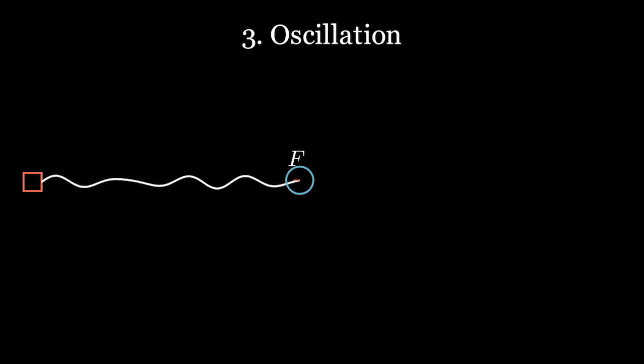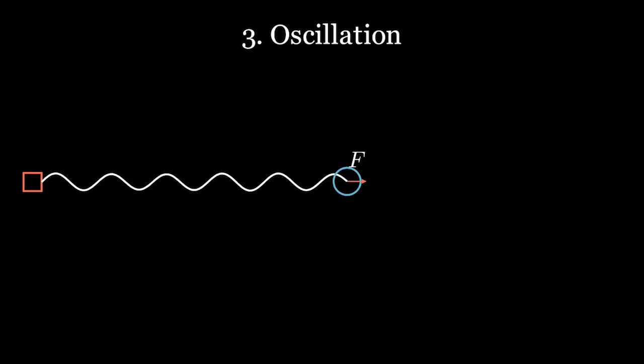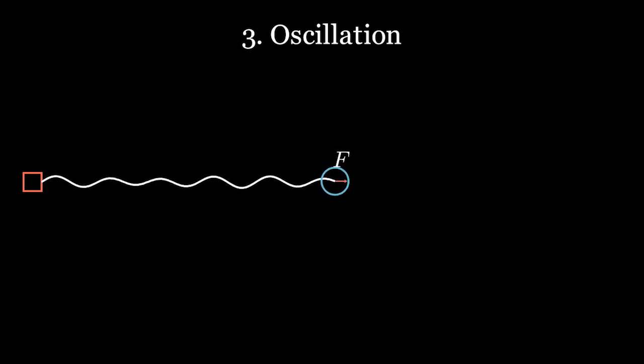This restoring force now becomes the net force acting on the spring, causing it to accelerate back towards its equilibrium position. However, the spring's momentum carries it past the equilibrium point, causing it to compress. This compression also generates a restoring force, now exerting itself in the opposite direction. This process of stretching and compressing repeats, resulting in an oscillating motion.